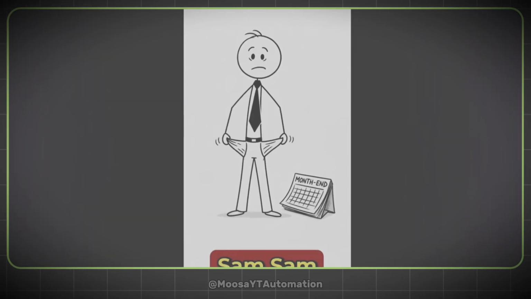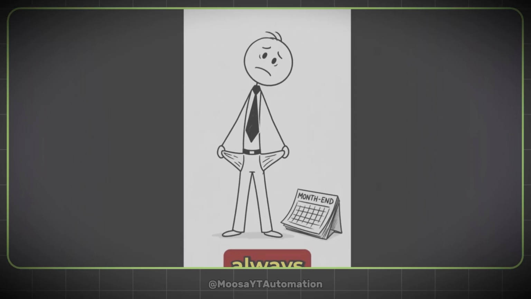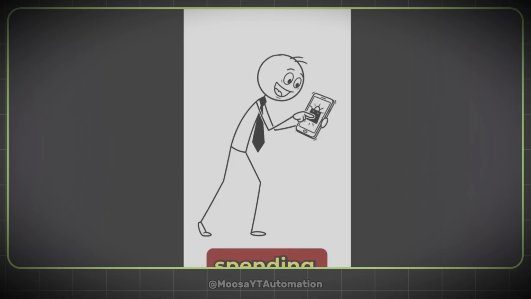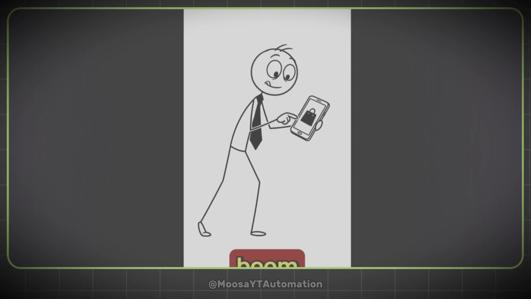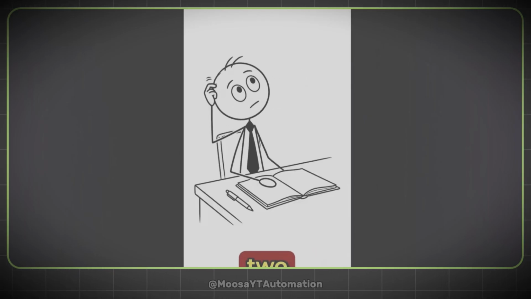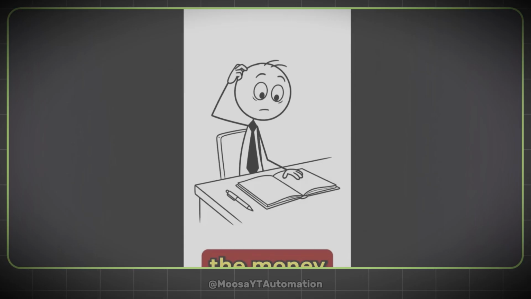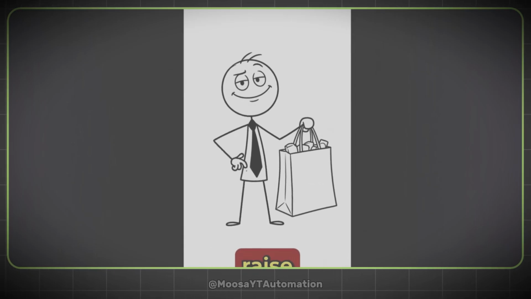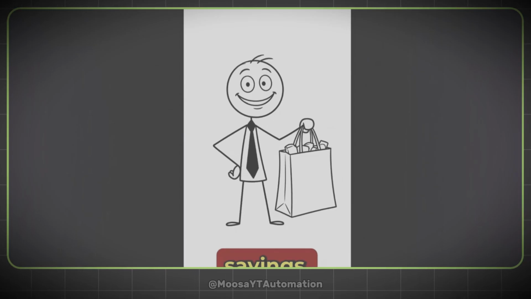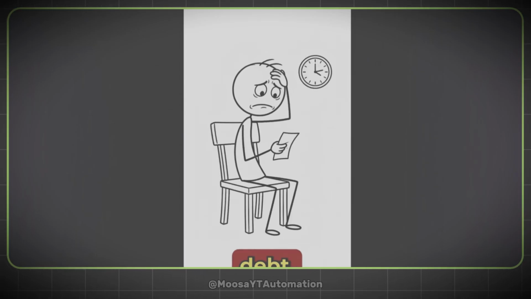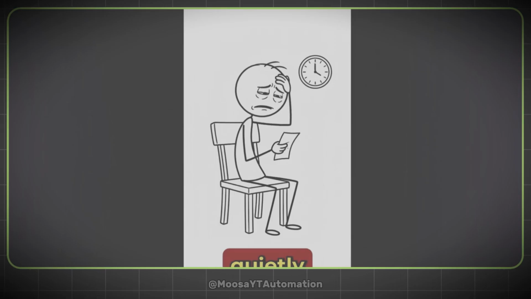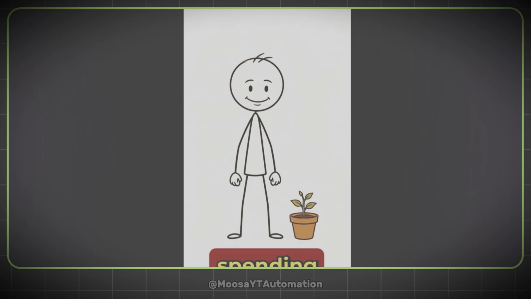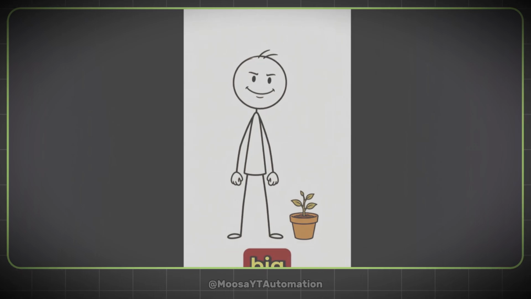Meet Sam. Sam earns well, but somehow money always disappears by month end. Let's find out why. Mistake 1. Impulse spending. Sam sees a sale and boom, buys it, no second thought. Mistake 2. No budget. Sam has never tracked where the money actually goes. Mistake 3. Lifestyle inflation. Every raise means bigger spending, never bigger savings. Mistake 4. Ignoring debt. That credit card bill keeps growing quietly in the background. The fix? Track, save, and invest before spending. Small changes today build big freedom tomorrow.